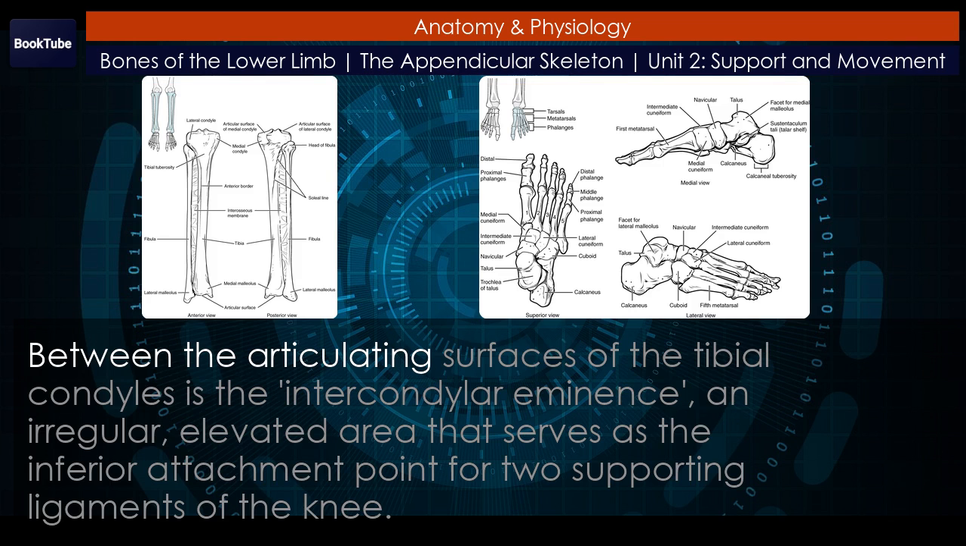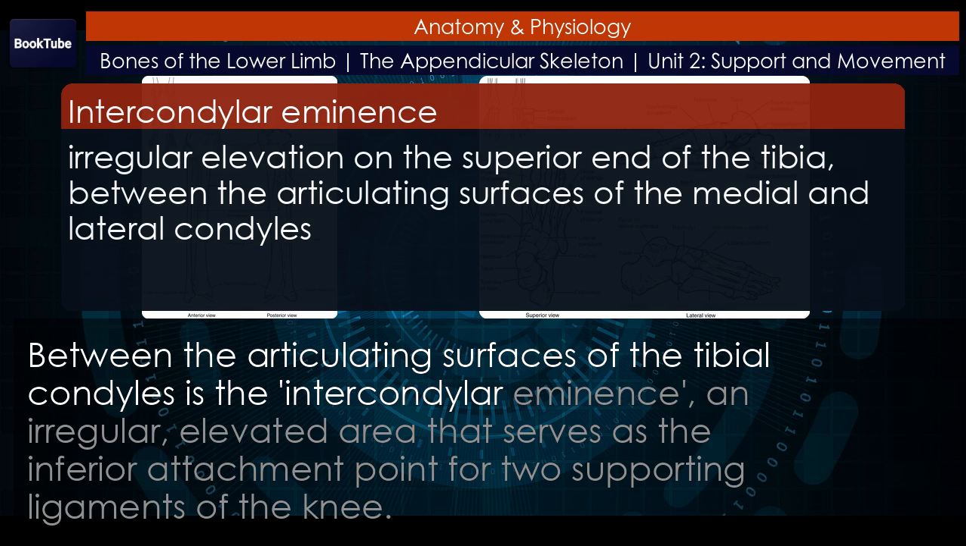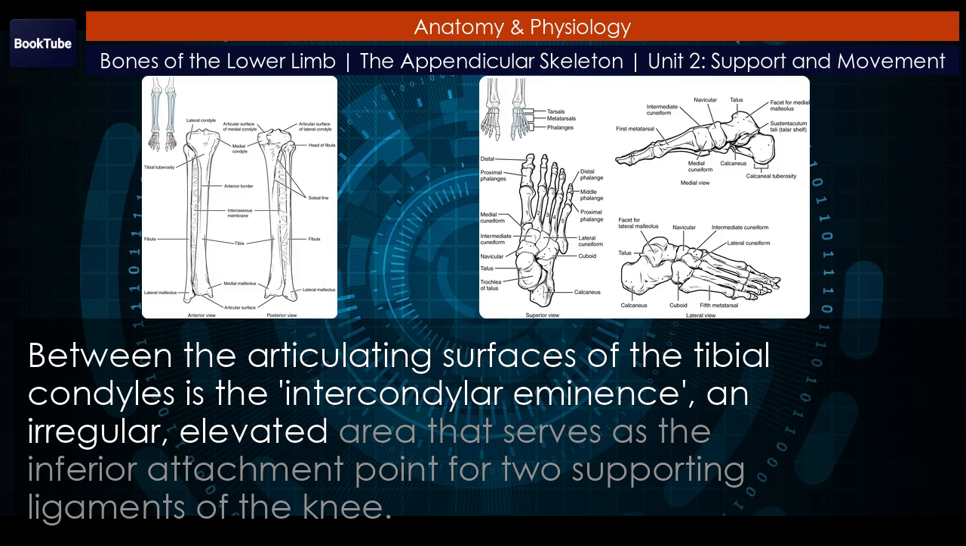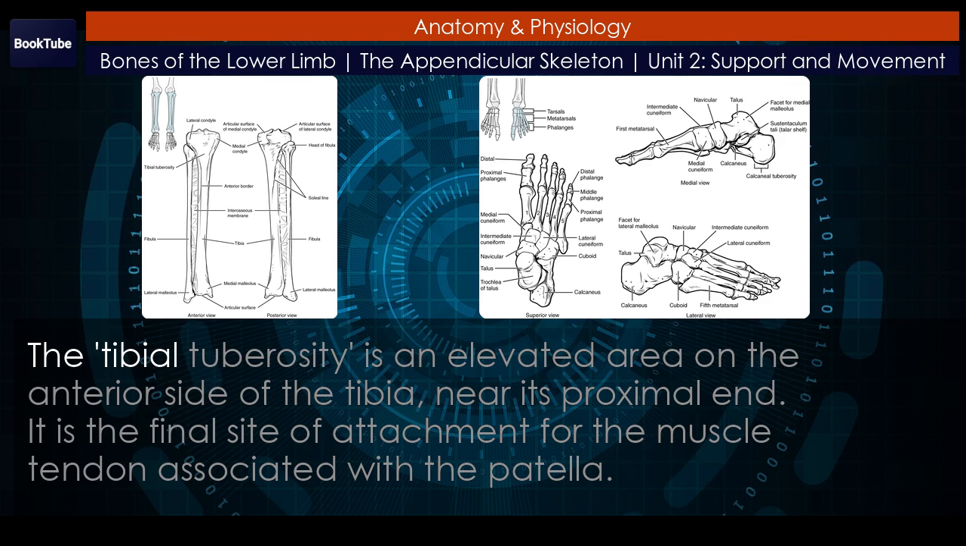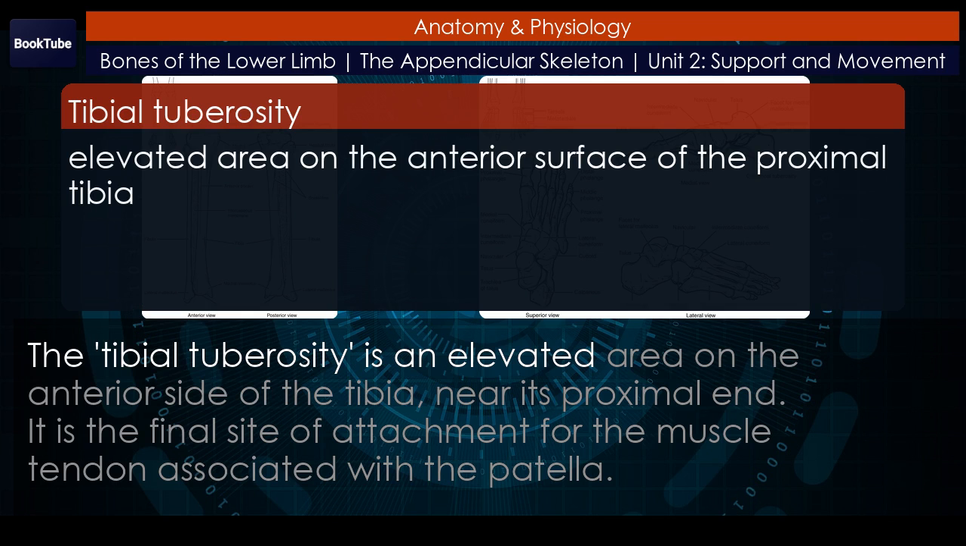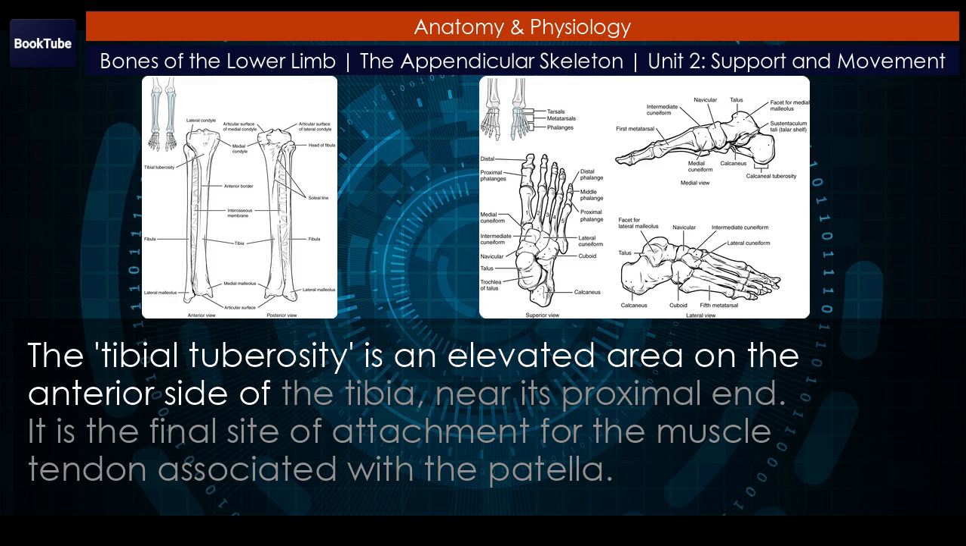Between the articulating surfaces of the tibial condyles is the intercondylar eminence, an irregular, elevated area that serves as the inferior attachment point for two supporting ligaments of the knee. The tibial tuberosity is an elevated area on the anterior side of the tibia. Near its proximal end, it is the final site of attachment for the muscle tendon associated with the patella.